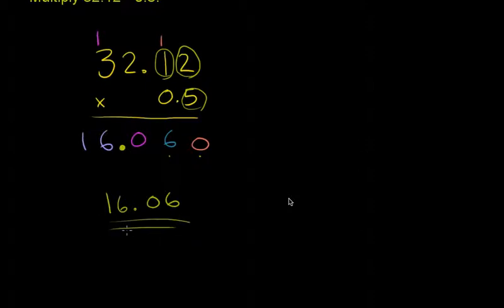16.06. Now the last thing you want to do is just kind of make sure that this makes sense. You have a number that's almost 32, and we're multiplying it by 0.5. Remember, 0.5 is the same thing as 5 over 10, which is the same thing as 1/2. So we're really multiplying 32.12 times 1/2. We're trying to figure out what 1/2 of 32.12 is. And, well, half of 32 is 16, and then half of 0.12 is 0.06, so this makes complete sense.